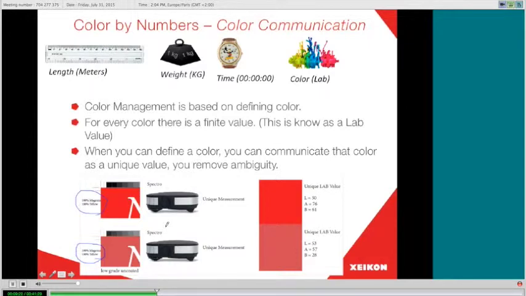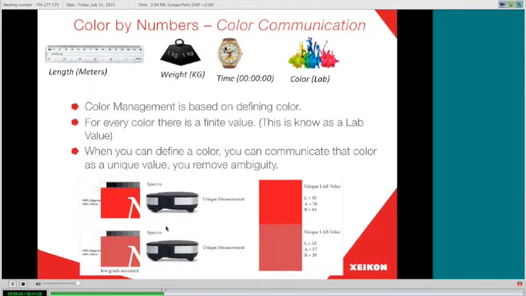Now for this presentation, I certainly don't want to get deep into what LAB is, and as far as customer facing for the first time, it's just a way of defining a measurement, a visual response. The point is, if you can define a colour, you can ask for that to be reproduced and remove the ambiguity around the CMYK problem.